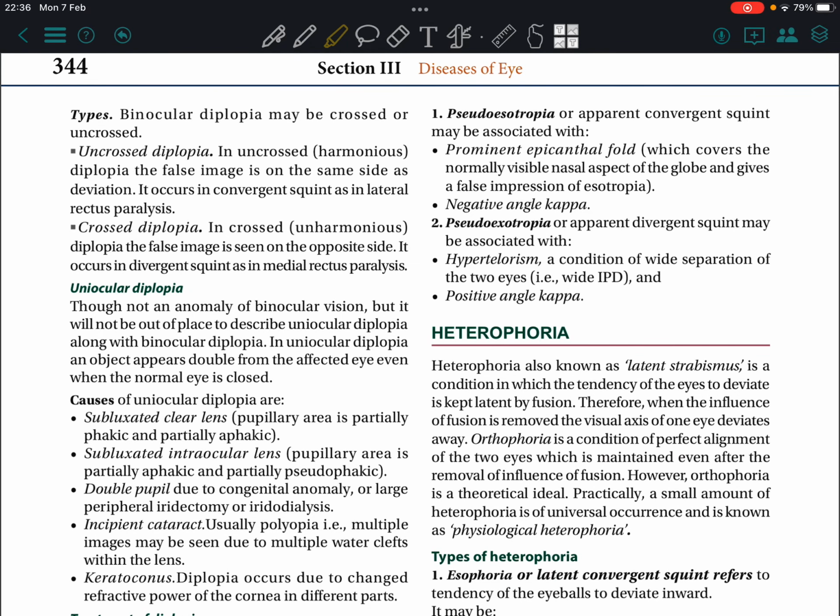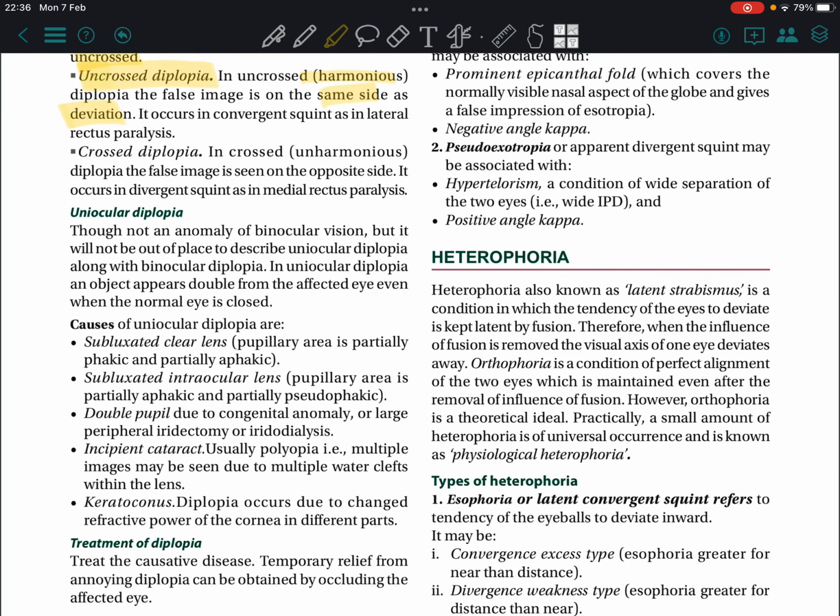Types: binocular diplopia may be crossed or uncrossed. Uncrossed diplopia: in uncrossed diplopia, the false image is on the same side of the deviation. It occurs in convergent squint, as in lateral rectus paralysis. Crossed diplopia: in crossed diplopia, the false image is seen on the opposite side. It occurs in divergent squint, as in medial rectus paralysis.